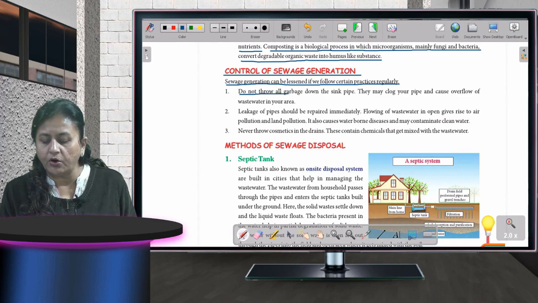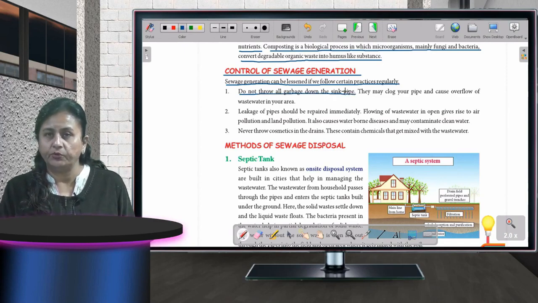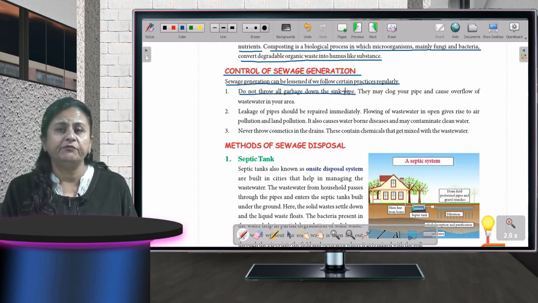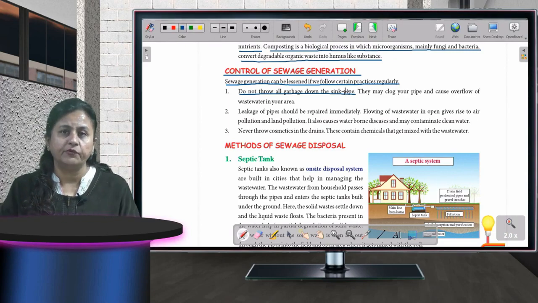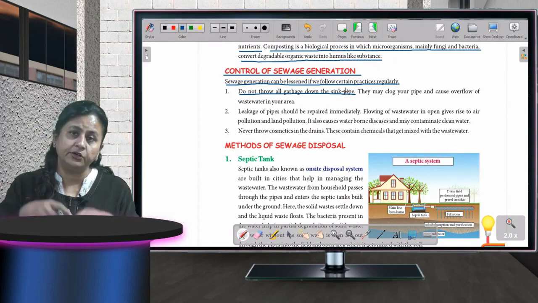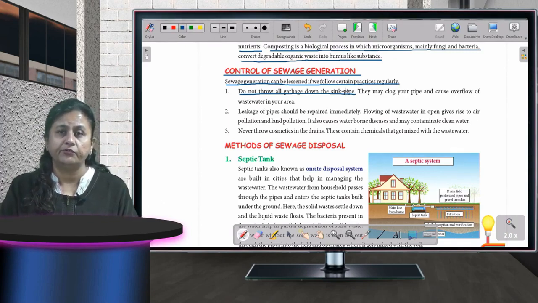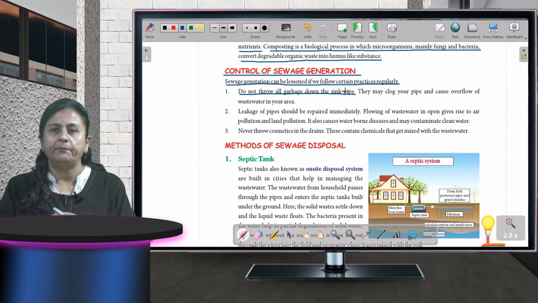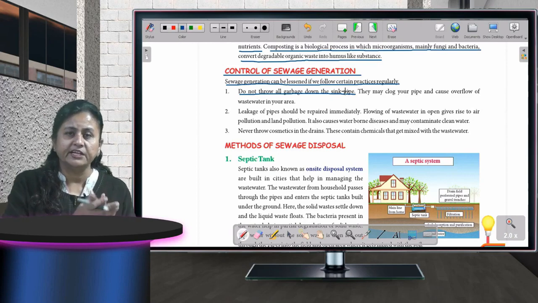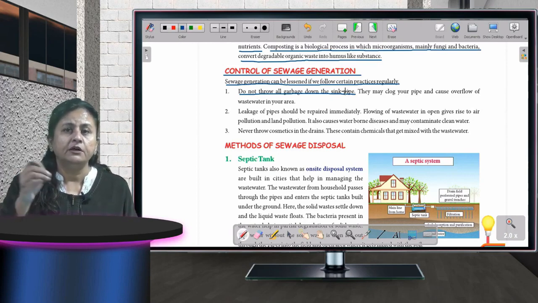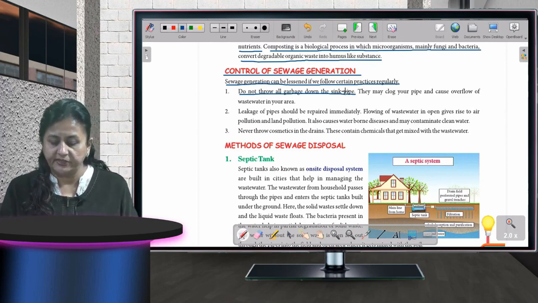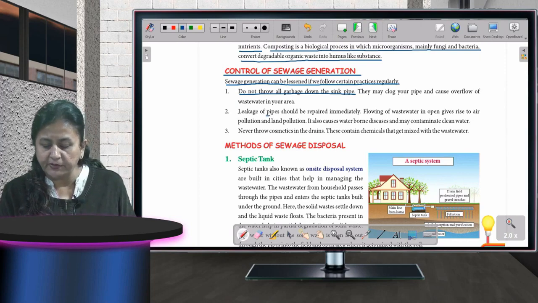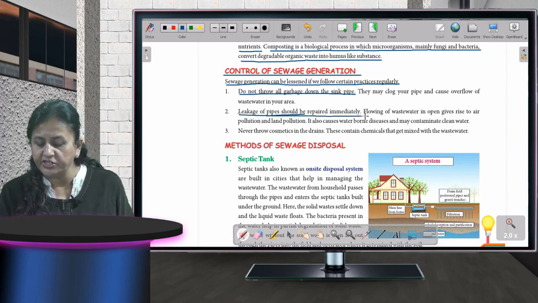Do not throw all garbage down the sink pipe. Sometimes what are we doing? We become so careless. Whatever leftover is there, we are washing the utensils, and that too is going into the drains. We should not do that. Whatever leftover is on the plate, we should collect it and throw it in the dustbin separately instead of putting it in the drains. Then leakage of pipes should be repaired immediately.